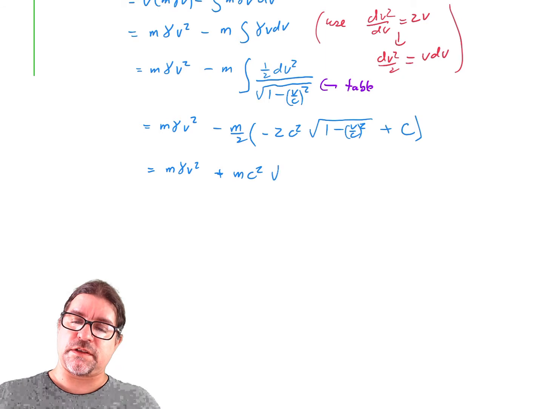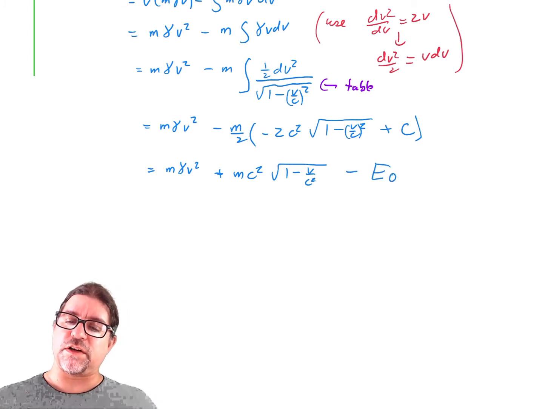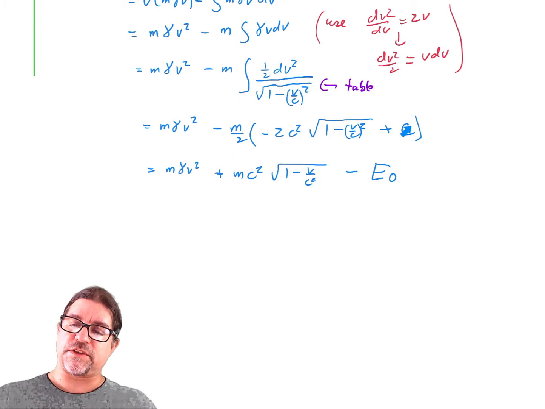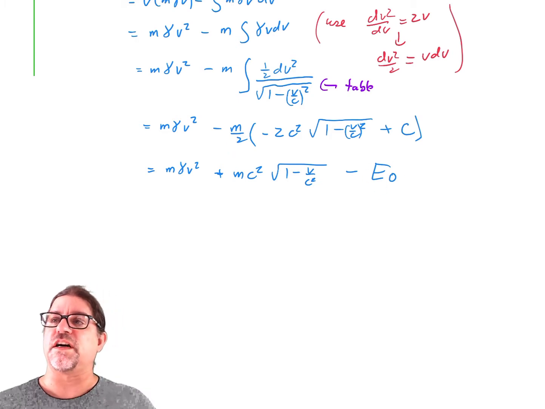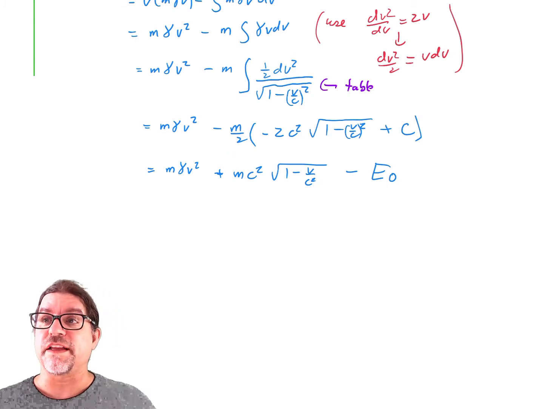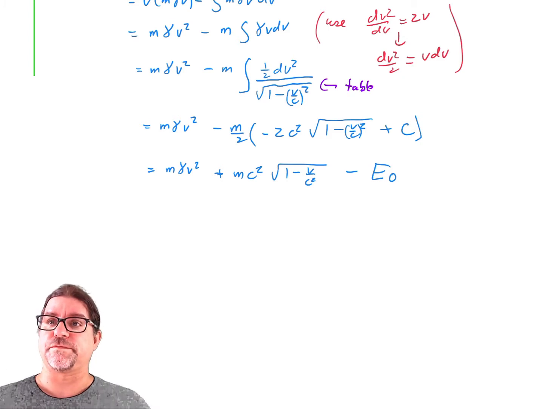mc squared times the square root of 1 minus v over c squared. And then minus, we multiply this m over 2 times c. I'm just going to call that a new constant. We're going to call it E naught. We'll see why later on. That'll come in handy later on.